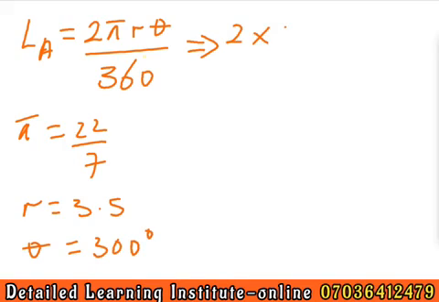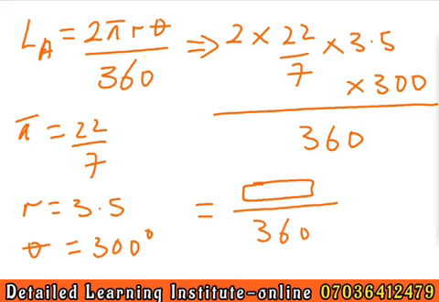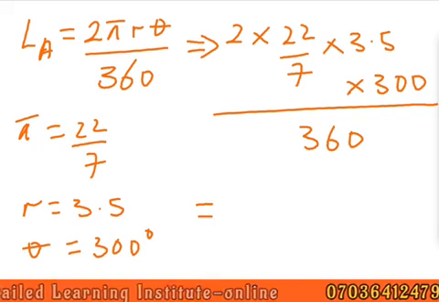2 times 22 over 7 times 3.5. I'll bring this down because of the space, but make sure they're on a straight line in your own. Divided by 360. Now when you are solving this with your calculator, make sure you solve out the numerator first and place the value for the numerator divided by 360. This is what will give you the correct answer. I'm going to write the answer directly now, but you have to do it like this when solving, so that you will have your answer correct.